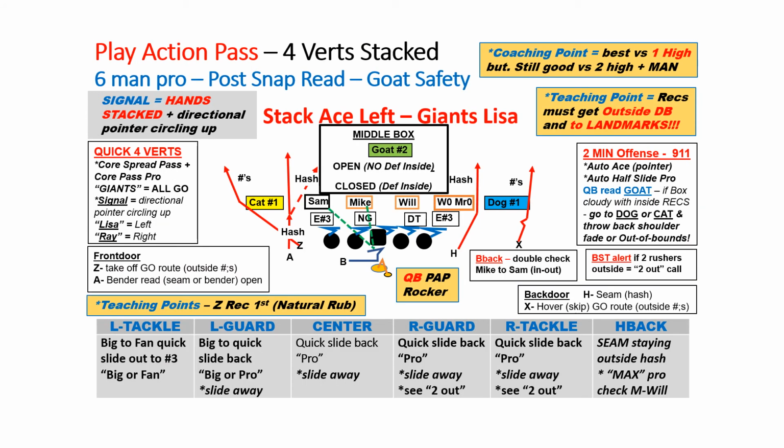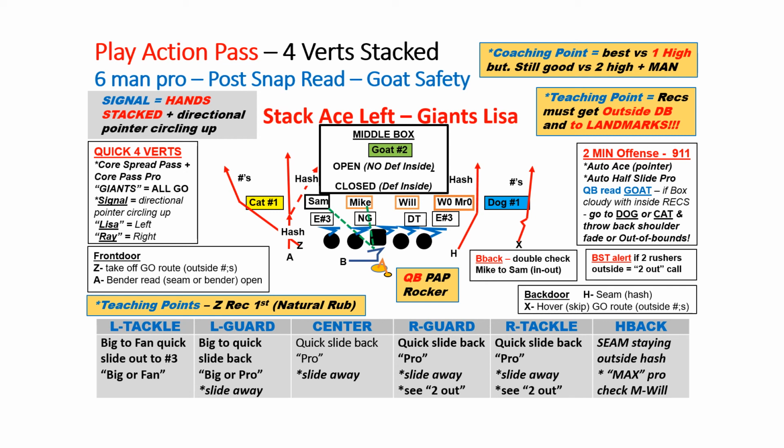Last, if we start to do play action, this is great where out of 4 verts, the Z has to get back to the numbers. So he's going to take off on that 45-degree angle and get to the numbers first. Once he gets to the numbers, he's going to go upfield with his normal go route. A's going to go second right behind, running the bender read. The X on the backside, normal split.